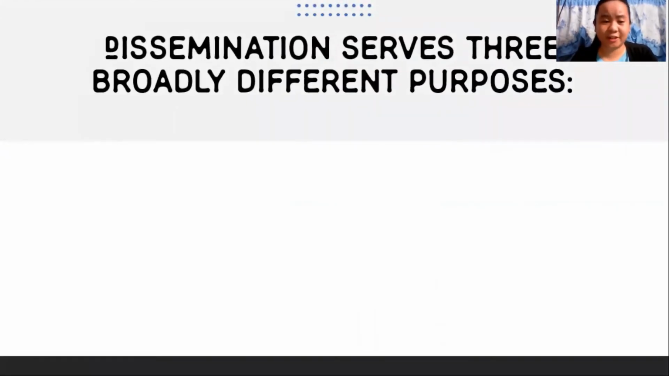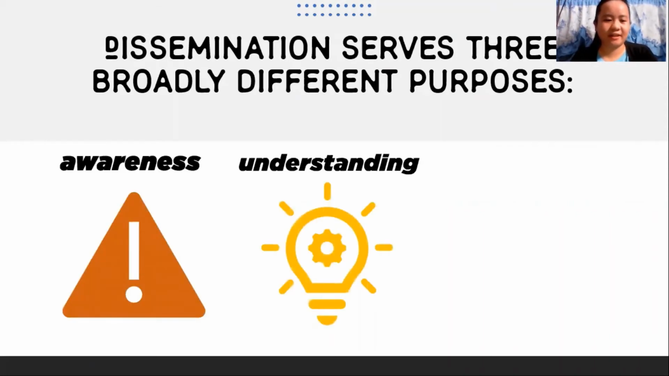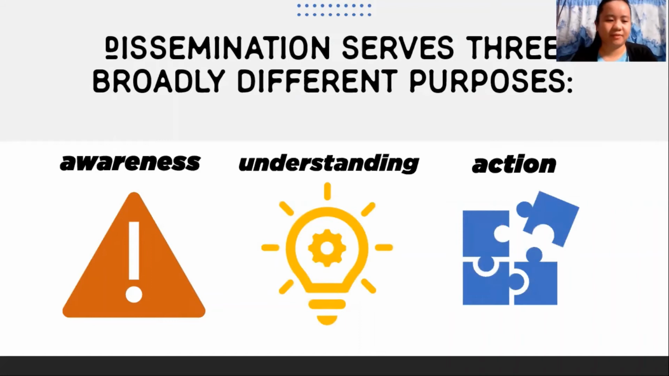According to Muriel Ordonez and Oliver Serra, dissemination serves three broadly different purposes, which are awareness, understanding, and action. Awareness. According to Collins Dictionary, someone who is aware notices what is happening around them or happening in the place where they live. Someone is sending information to make others conscious, mindful, and informed about something.